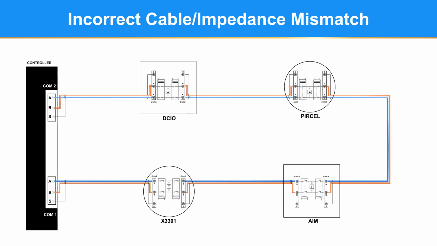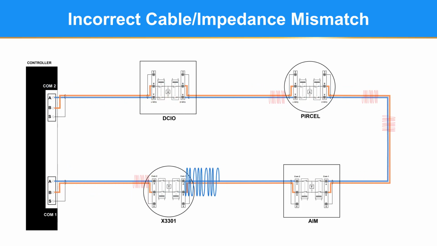Communication reflections happen anywhere there is a mismatch of impedance. The amplitude or strength of the reflection is dependent on how big the mismatch is. And the stronger the reflection, the more it can distort other communications on the network. So if the cable used is not 100 ohms, there could be reflections traveling all over the LAN network.